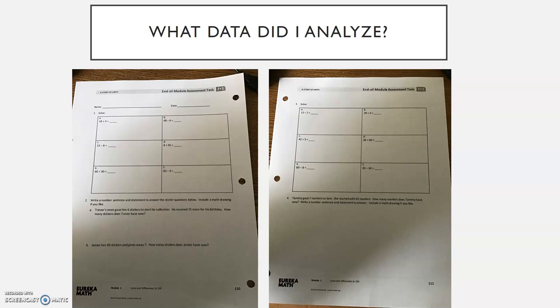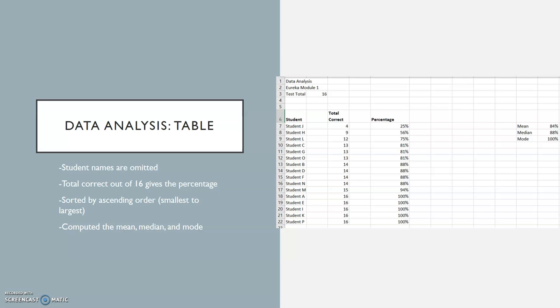So this is just kind of what the test looks like. So what I did first was I used Excel and I put this data in a table. I took out all student identifiers. I labeled them student A through student P for my 16 students. Then I gave the test total, which was 16, and I inputted the total correct that each student got. And then I had Excel compute their percentage and also sort in ascending order from smallest to largest. So you will see those there.